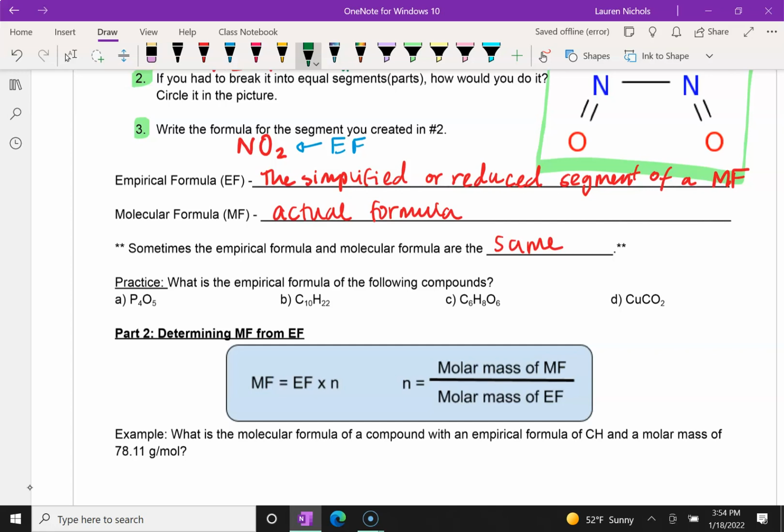So what is the empirical formula of the following compounds? So how do you simplify or reduce these? So for example, if we look at B, 10 and 22 can be simplified or reduced by dividing by 2, and that would give you C5H11. So we have our molecular formula, and the empirical formula is the simplified or reduced one. Go ahead and pause the video and complete practice problems A, C, and D. Okay, now that you've done those practice problems, and I'm not going to give you the answers in this video, you can come check them with me in class.